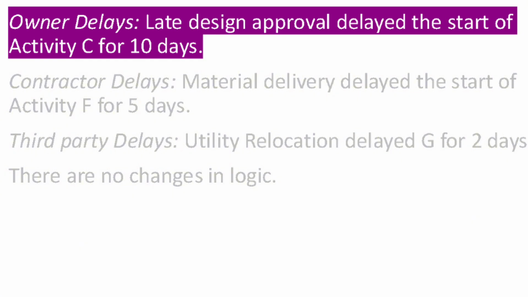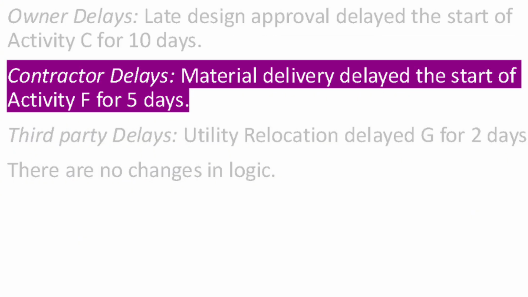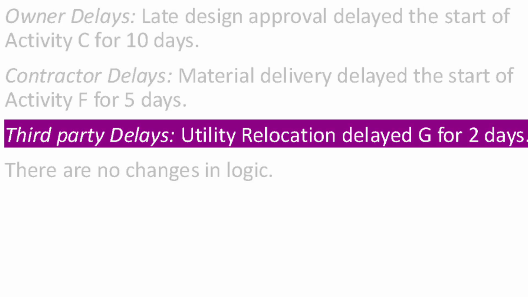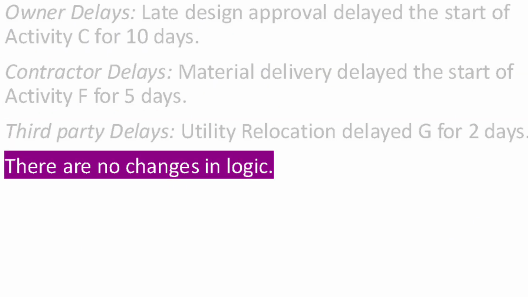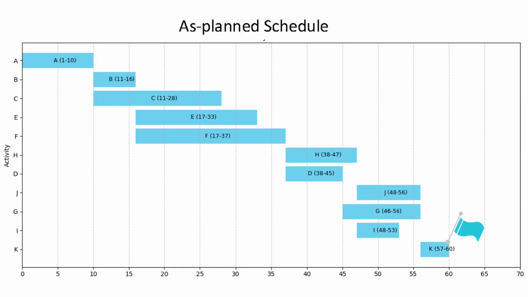At the same time, the contractor ran into a material delivery issue which delayed Activity F by 5 days. On top of that, there was a third-party delay due to utility relocation, which held up the start of Activity G by 2 days. Just to be clear, we're not changing any logic or relationships between activities in the schedule. All right, we start with the baseline schedule, the original plan. According to that, the project was supposed to finish in 60 days.